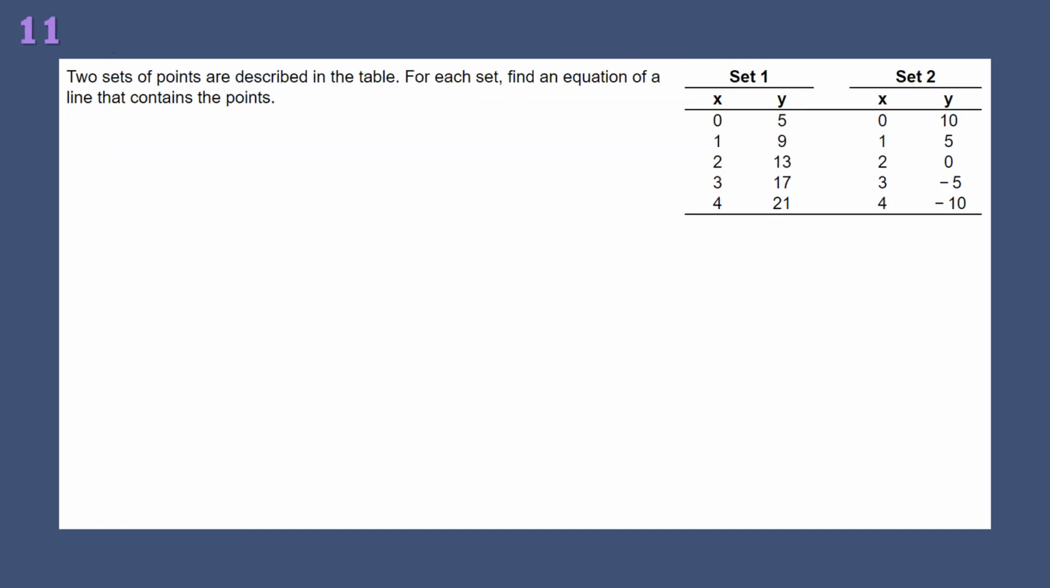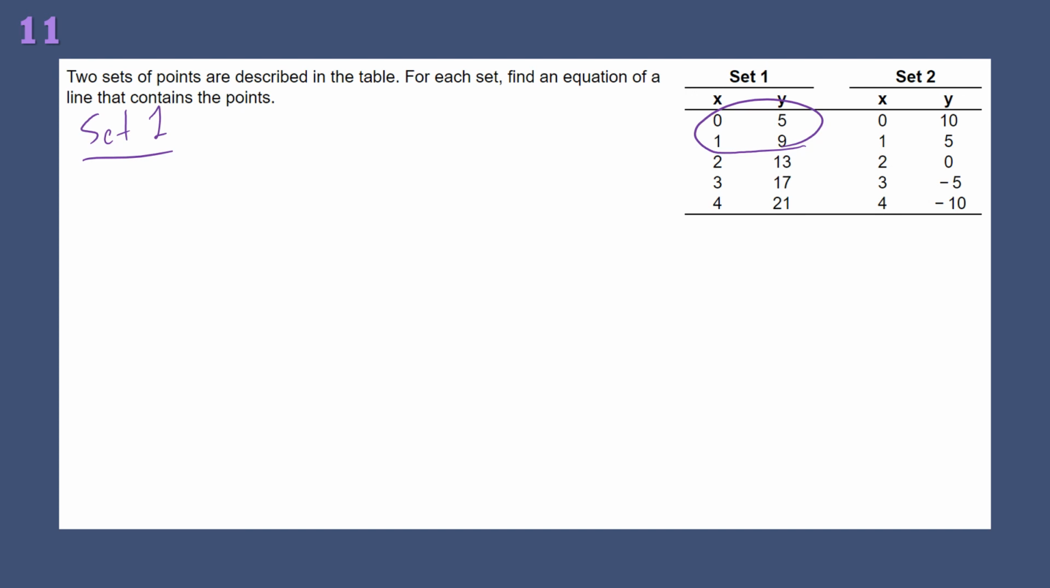Two sets of points are described in this table. Finding the equation of a line that contains the points. Okay, so two separate points. And so we got a couple things that I can notice. One is that we can use any 2 points in the table to find the slope. So I'm going to start with set 1.